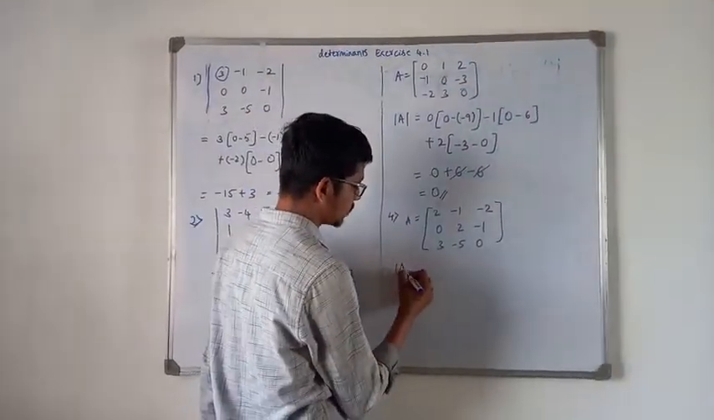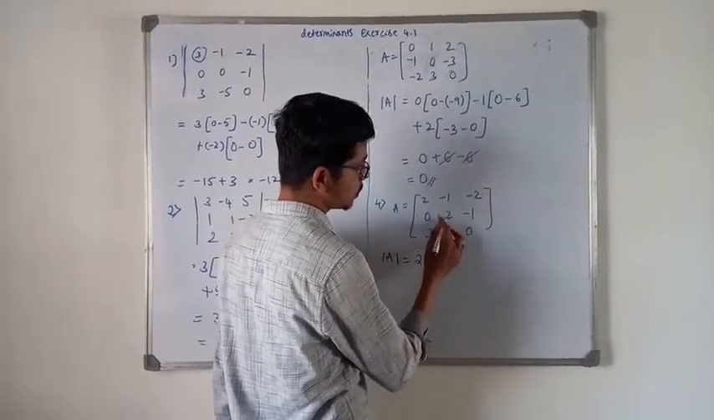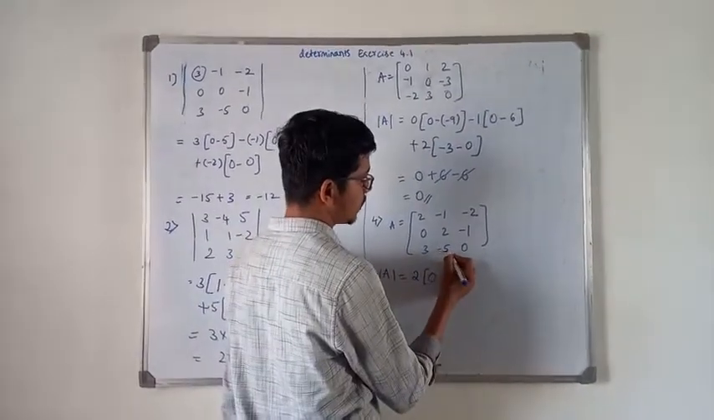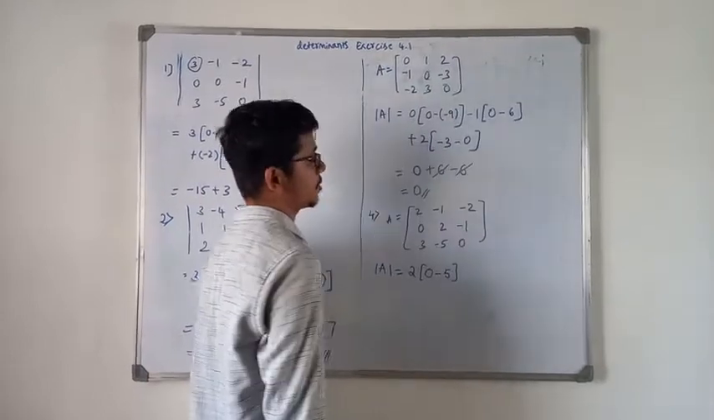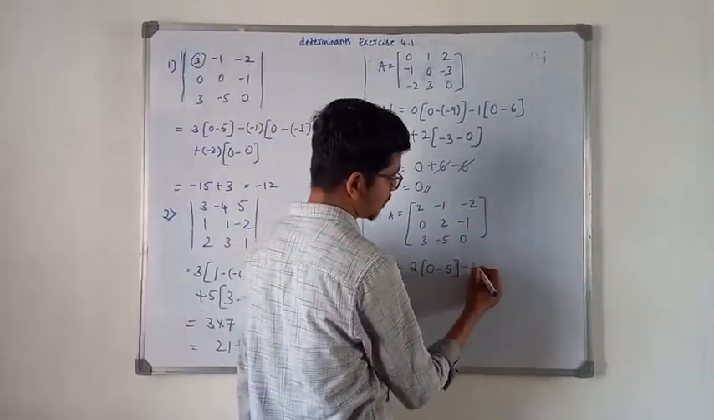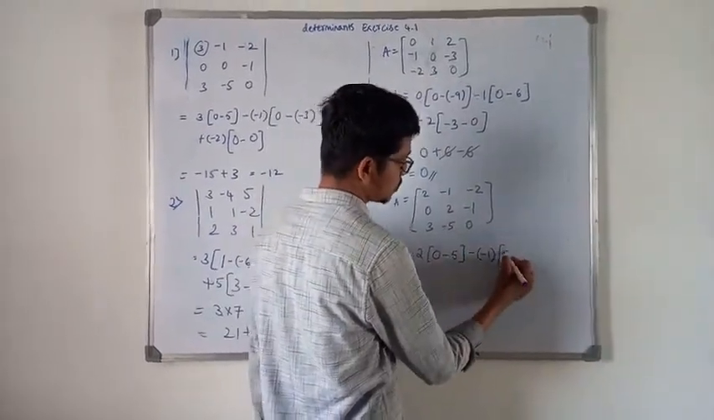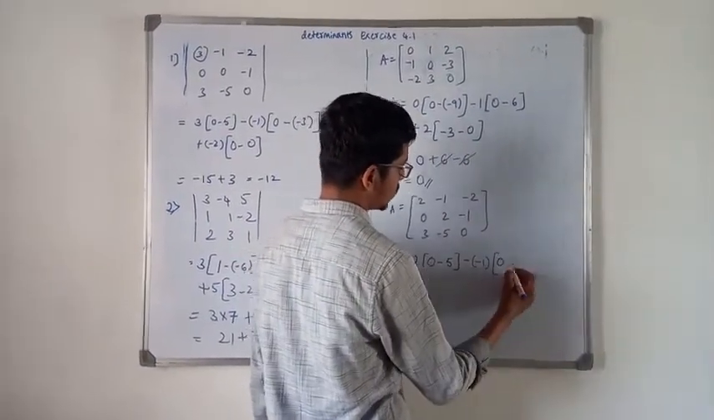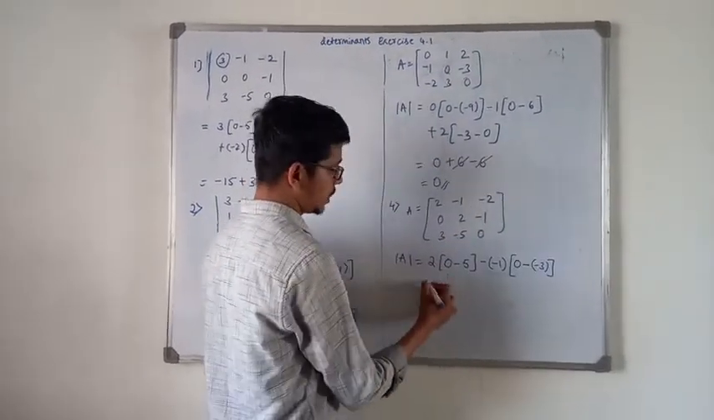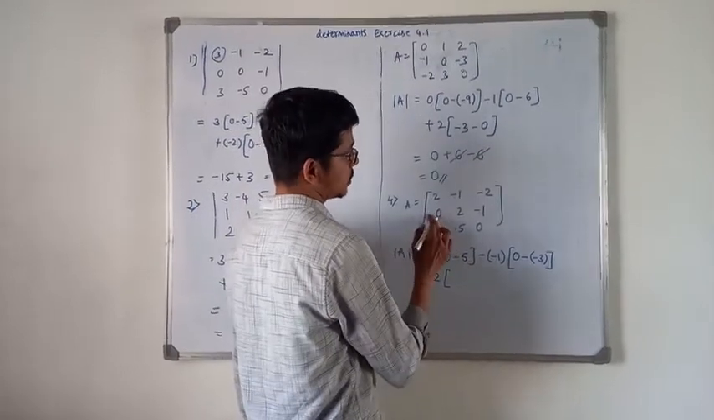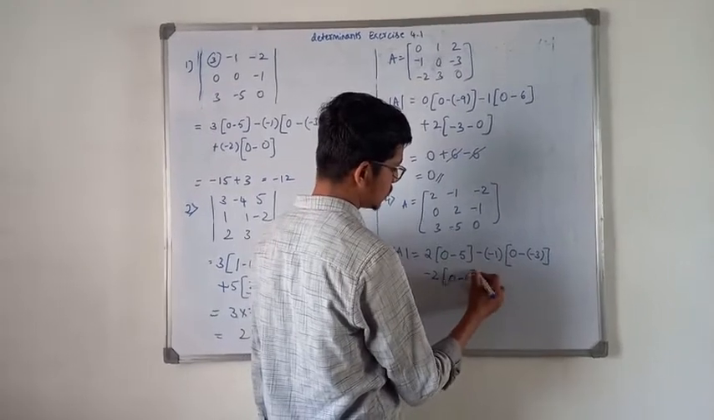The determinant of A is given by 2 into (0 minus 5 into minus 1 is plus 5, so minus of plus 5), minus of minus 1 into (0 into 0 is 0, 3 into minus 1 is minus 3), minus 2 into (0 into minus 5 is 0, 3 into 2 is 6, that is minus 6).